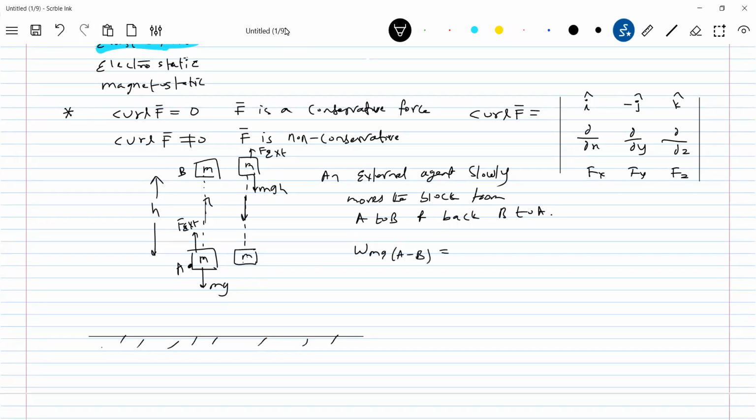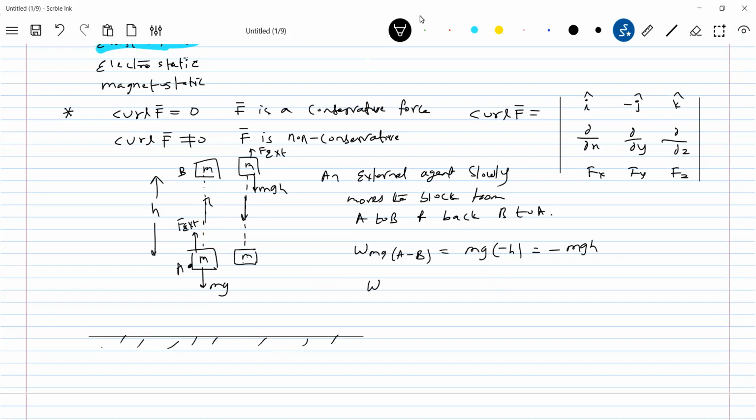A to B. So what is mg? Shall I say it does negative work? Because as it moves from A to B, mg is acting vertically down, and the displacement is vertically up. What is the angle between the force and the displacement? 180. So I'll write minus mgh. So the work done by gravity when the block is shifted from A to B is minus mgh.